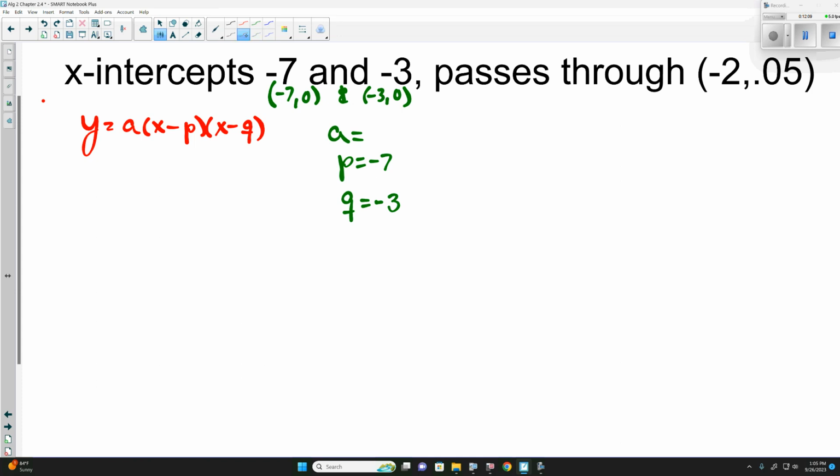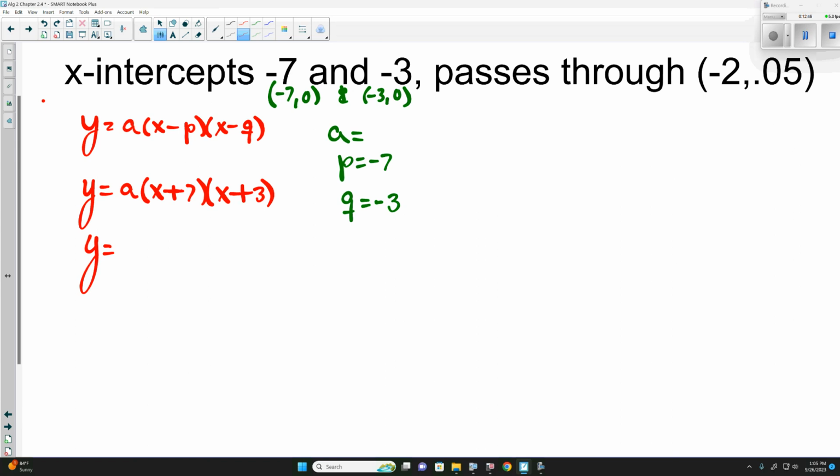Now at this point, we could plug these in. y is equal to a times (x minus -7) times (x minus -3). Well, our negative makes a plus in both cases. Now, will p and q always be negative? No. It's just for these here, they're both negative. They could both be positive, or one could be positive, one could be negative. Again, it just depends on the setup of the equation.